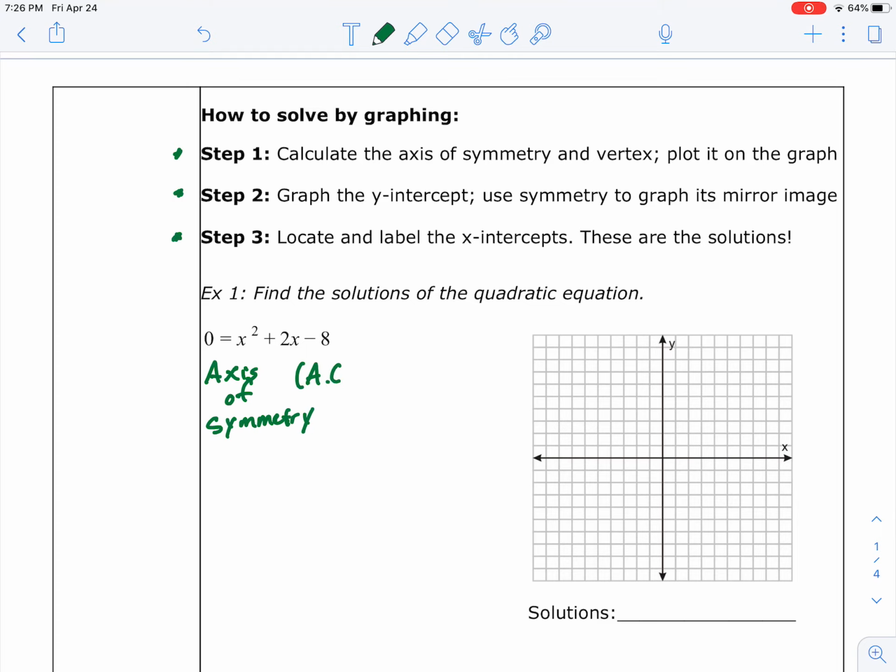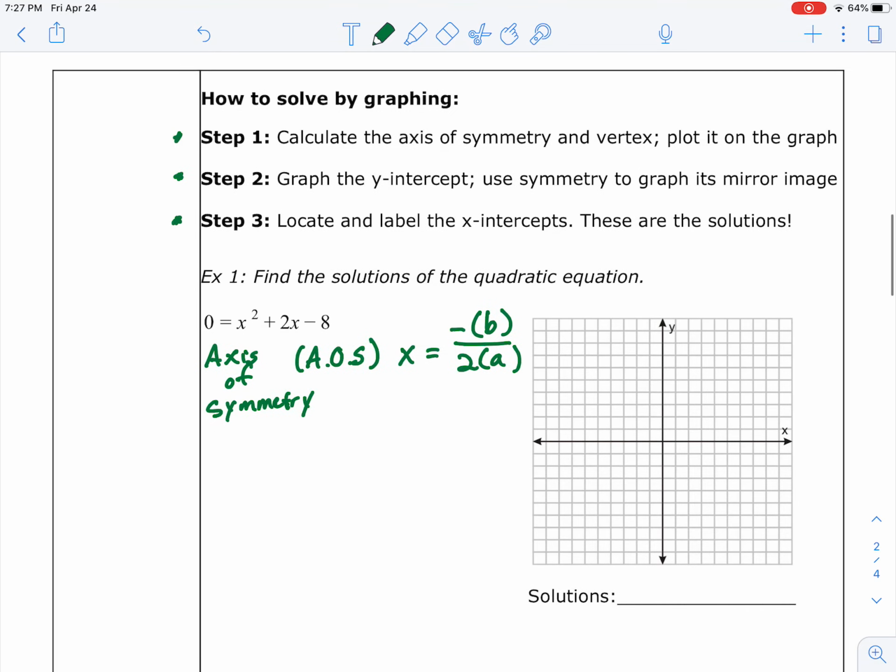And I might start abbreviating that as AOS, axis of symmetry. And recall the equation for that is x equals the opposite of b divided by 2 times the a value. That's a little formula we need in order to figure out the axis of symmetry. Remember, an axis of symmetry is a vertical line that splits the graph in half. Anytime you have a vertical line, you're always going to have an x equals equation because it will always have the same x value.